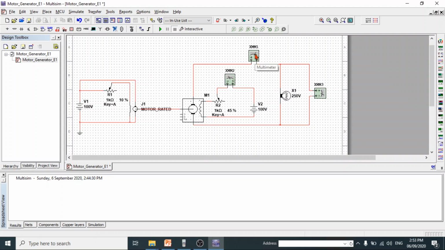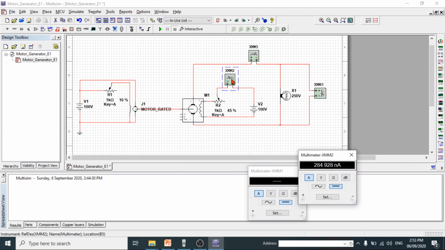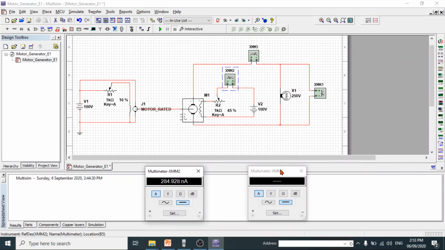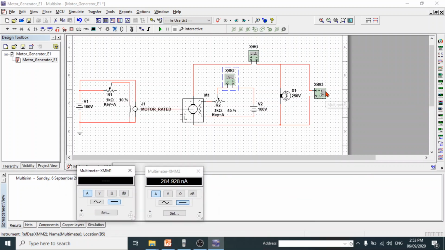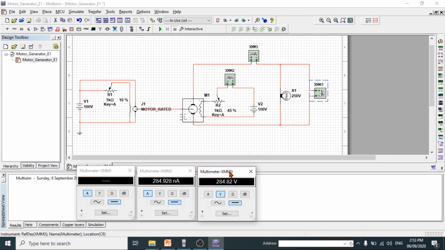For ammeter 1, you can double click to display the reading. Ammeter 2 also. And then you have there the voltmeter. So multimeter XMM3: meter 1 and meter 2 are ammeters, whereas meter 3 is set as voltmeter. Meter 1 measures the current taken by the load. Meter 2 measures the excitation current or the field current.